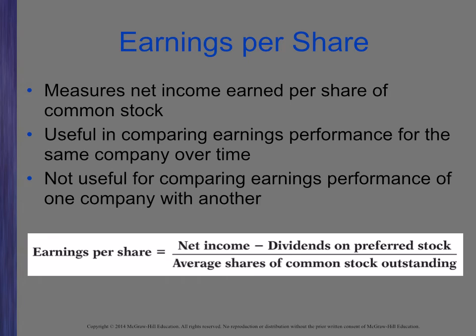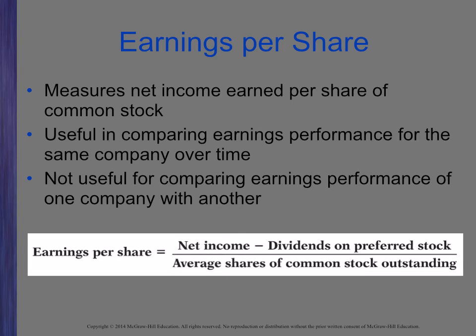The other indicator we use is the earnings per share, EPS. EPS measures the net income earned per share of common stock. We calculate earnings per share as net income minus preferred stock dividends, divided by the average shares outstanding during the period. The upper half of the fraction measures the income available to common stockholders. Then we subtract any dividends paid to preferred stockholders from net income to arrive at the income available to the true owners of the company, meaning the common stockholders.